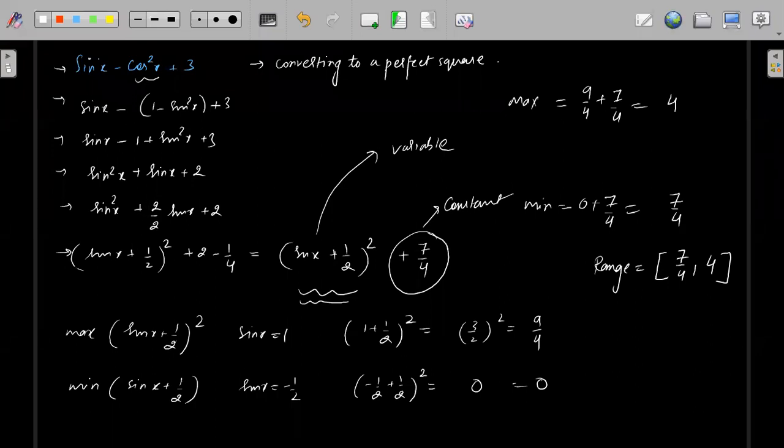This is nothing but I'm trying to calculate the perfect square, which we did when we were discussing perfect square. If you substitute the sine minimum value of minus 1, then minus 1 plus 1 by 2 will give you minus 1 by 2, and the whole square will give you 1 by 4. Which is minimum, 1 by 4 or 0? Obviously 0 is minimum.